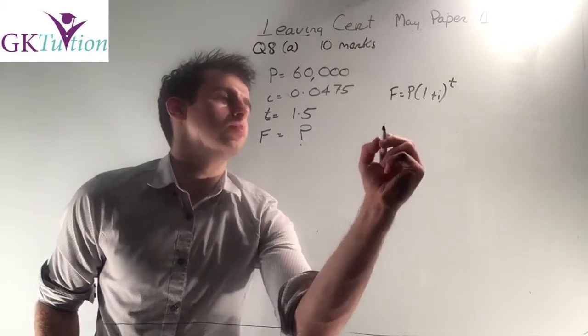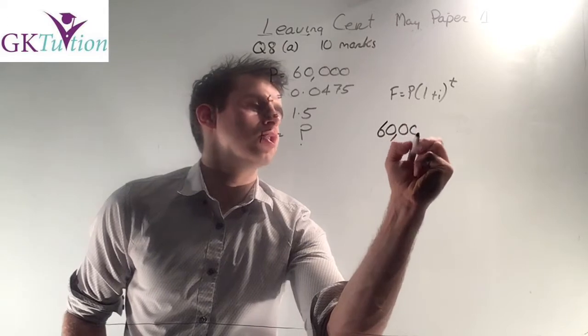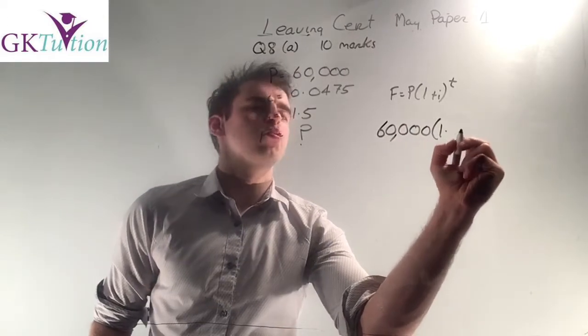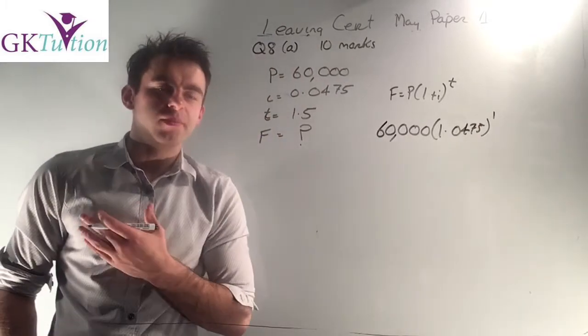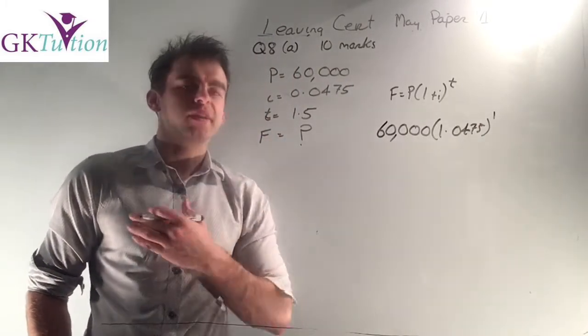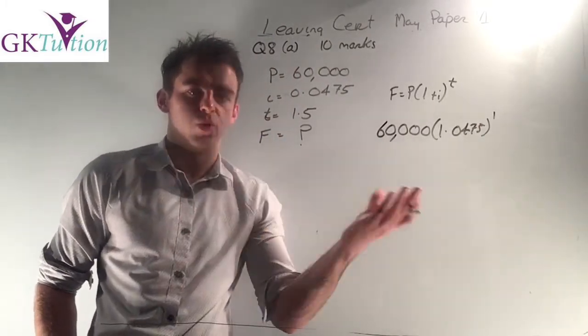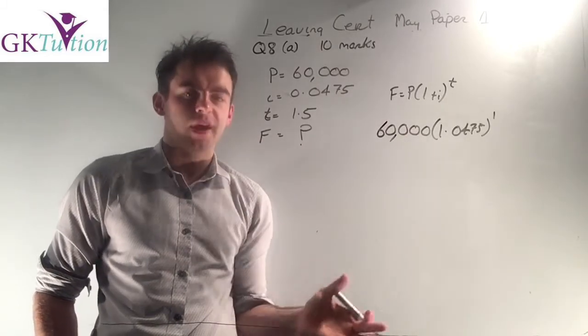If I asked you how much money she'd owe them in a year, it would just be 60,000 times 1.0475 to the power of 1. That would tell me how much money she owes them in a year. The yearly interest rate would have been charged once. That's all you would have had to do.